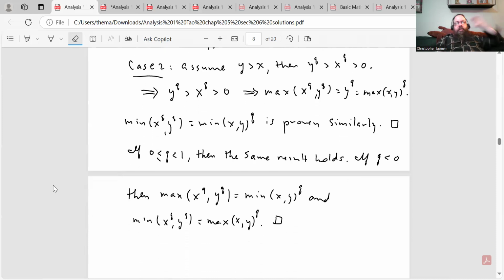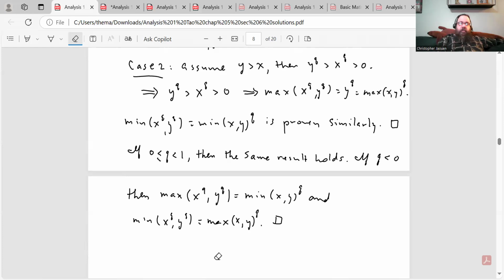And then to just answer Tao's question, if q is between 0 and 1, including 0 but not including 1, then the same result holds. If q is less than 0, then the maximum and minimum operations just switch. So max(x^q, y^q) is the minimum of (x, y)^q, and min(x^q, y^q) is the maximum of (x, y)^q. And that's the end of chapter 5.